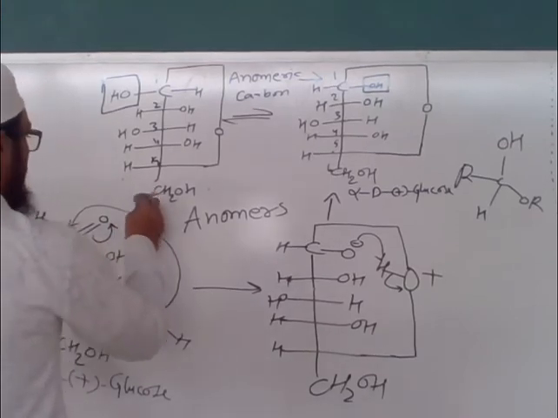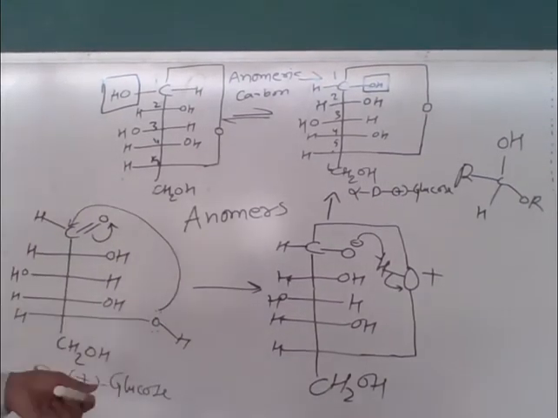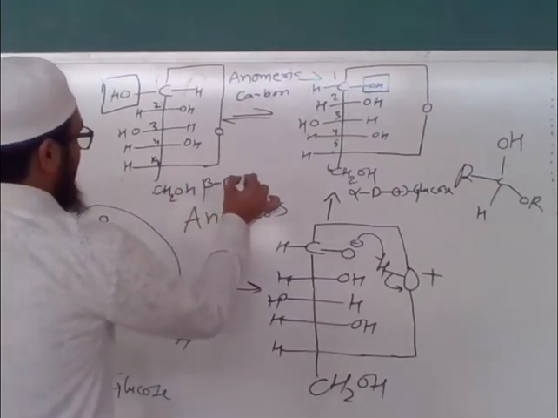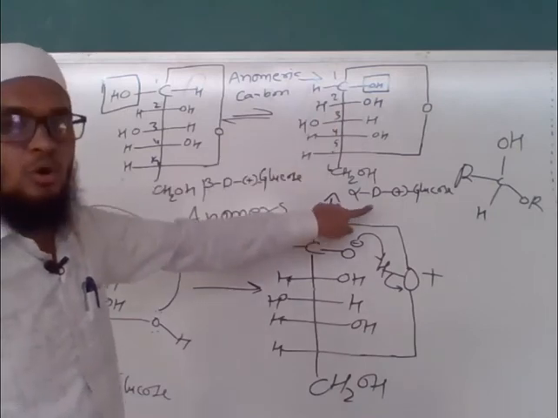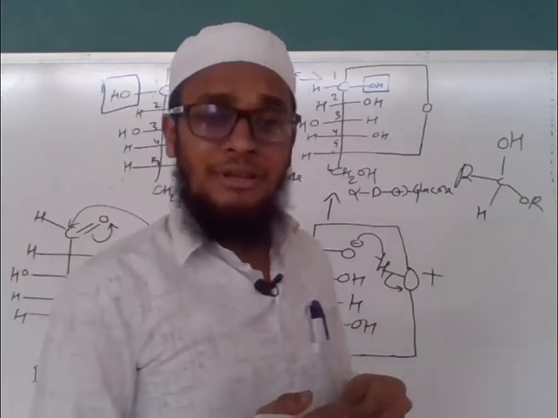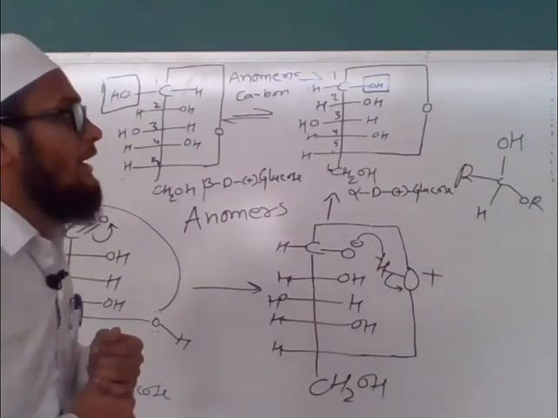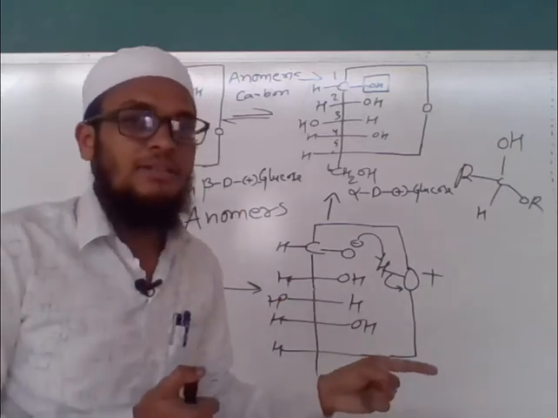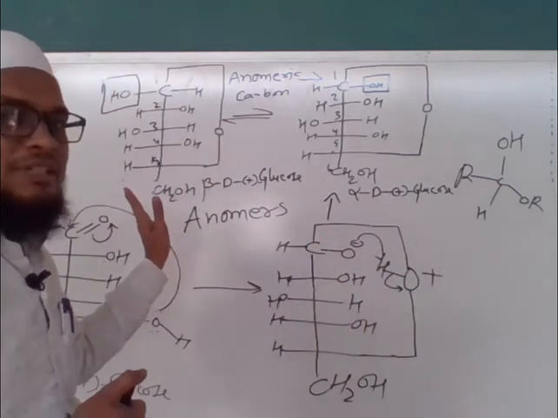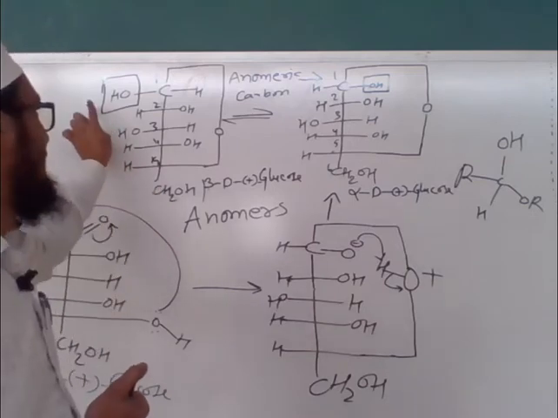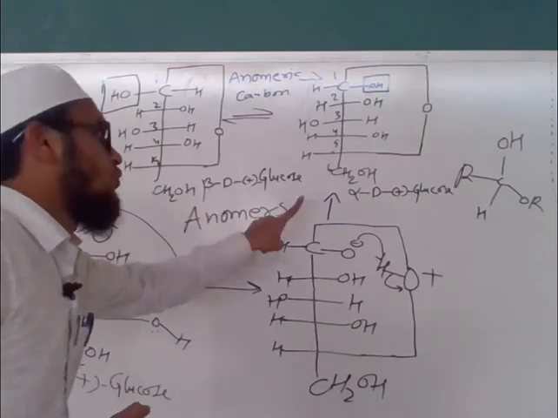Next, what will be the name of this compound? It has the OH group towards the left side. So I will give the name, let me write, beta D positive glucose. So this one is alpha D glucose and this one is beta D glucose. Why are we giving the names alpha and beta? Because the first chiral carbon has the OH group towards the right side, that's why it is alpha D glucose. And the next compound, which has the OH group towards the left side, that's why I am giving it the name beta D glucose.